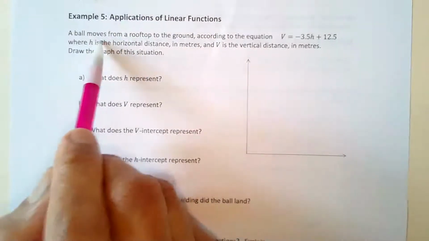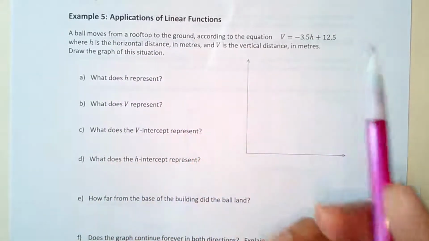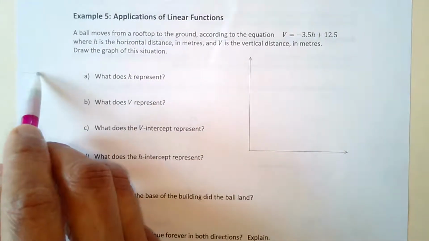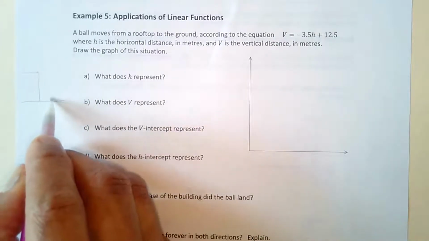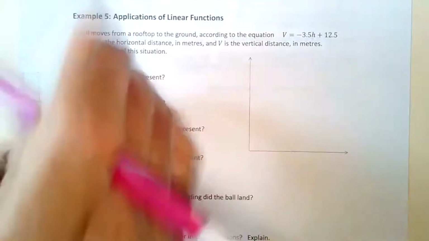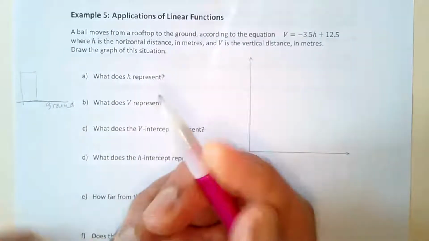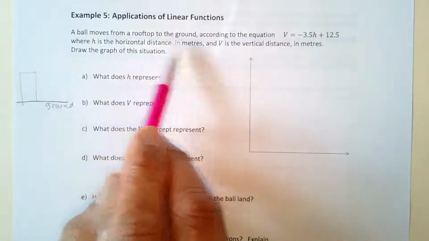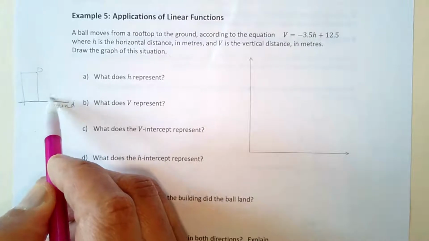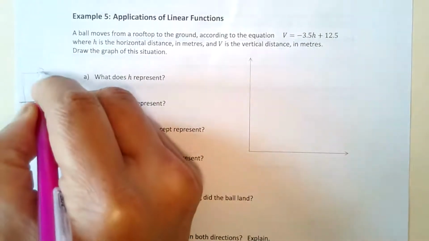Now, a ball moves from a rooftop to the ground according to the equation. So you're at the top of a roof. Let's say this is a building here. Okay, so the ground. So a ball moves from the top of a roof to the ground. So a ball is dropped. Someone drops this ball, and so it's going down, and it falls somewhere there. So this would be the trajectory of the ball.